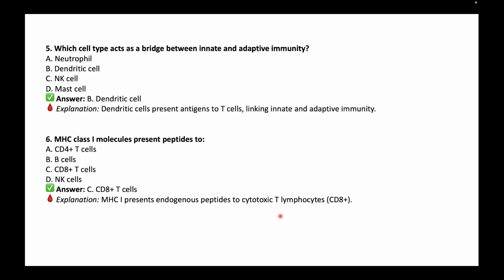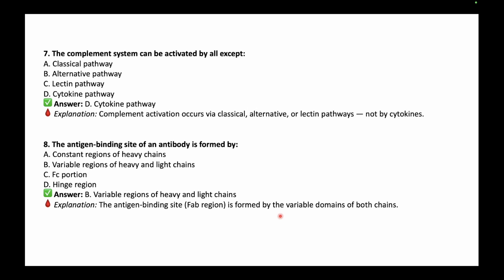Which cell type acts as a bridge between innate and adaptive immunity? I am saying from the very beginning, dendritic cells, as they present antigens to the T cell and link innate and adaptive immunity. MHC class 1 molecules present peptides to which one? They present peptides to CD8 positive cells. MHC class 2 molecules present peptides to CD4 positive cells. The complement system can be activated by all. For complement activation, there are three pathways: classical pathway, alternative pathway, lectin pathway. So if I will just show you.